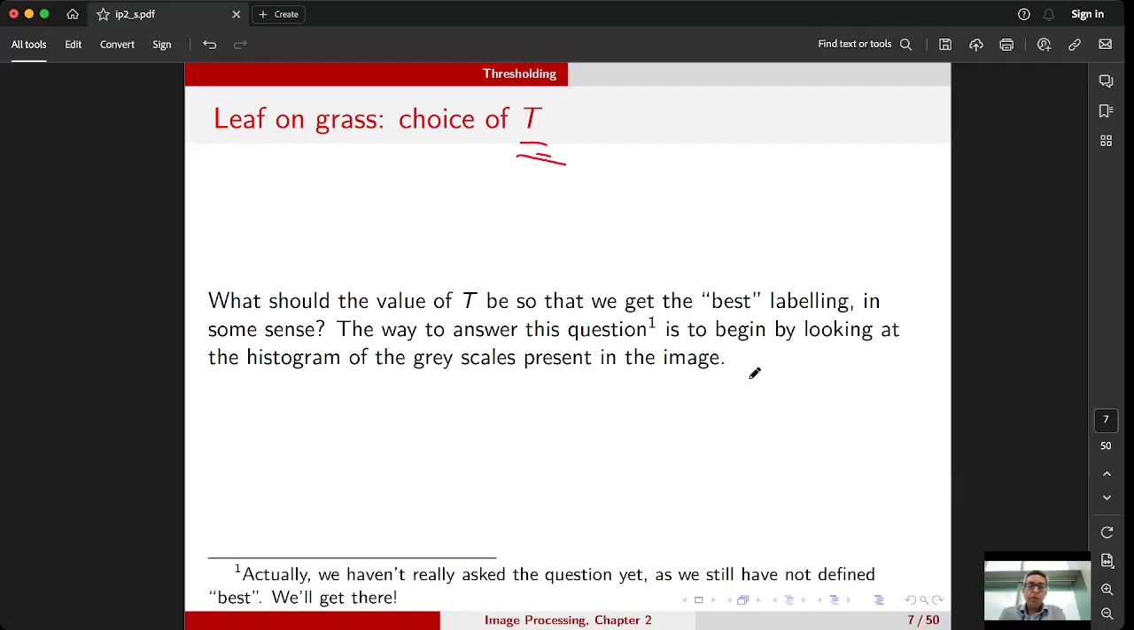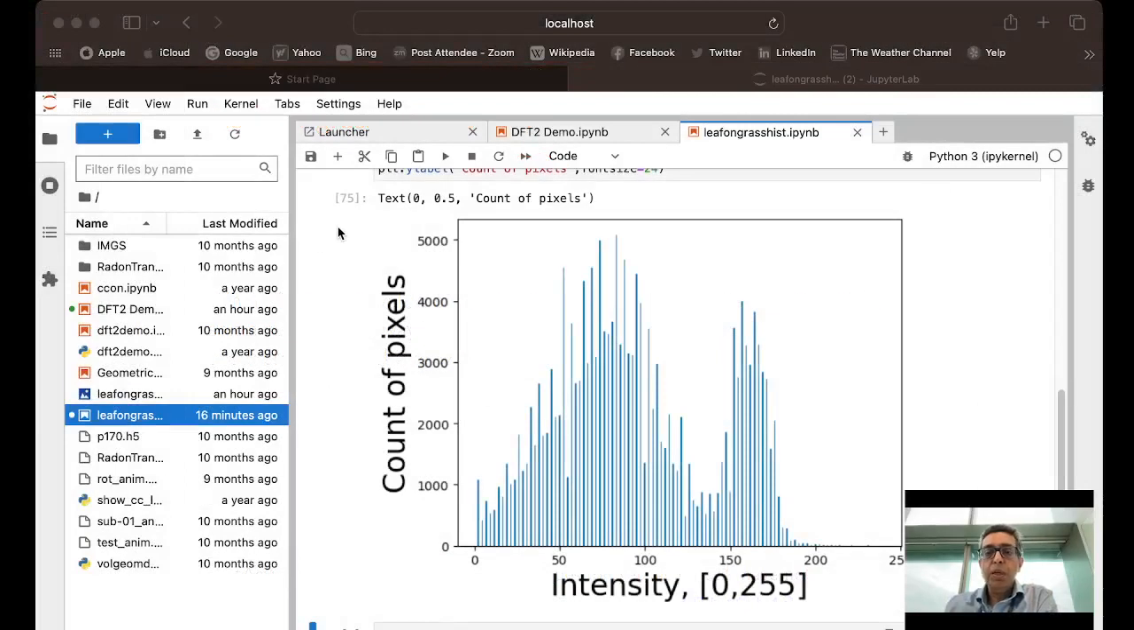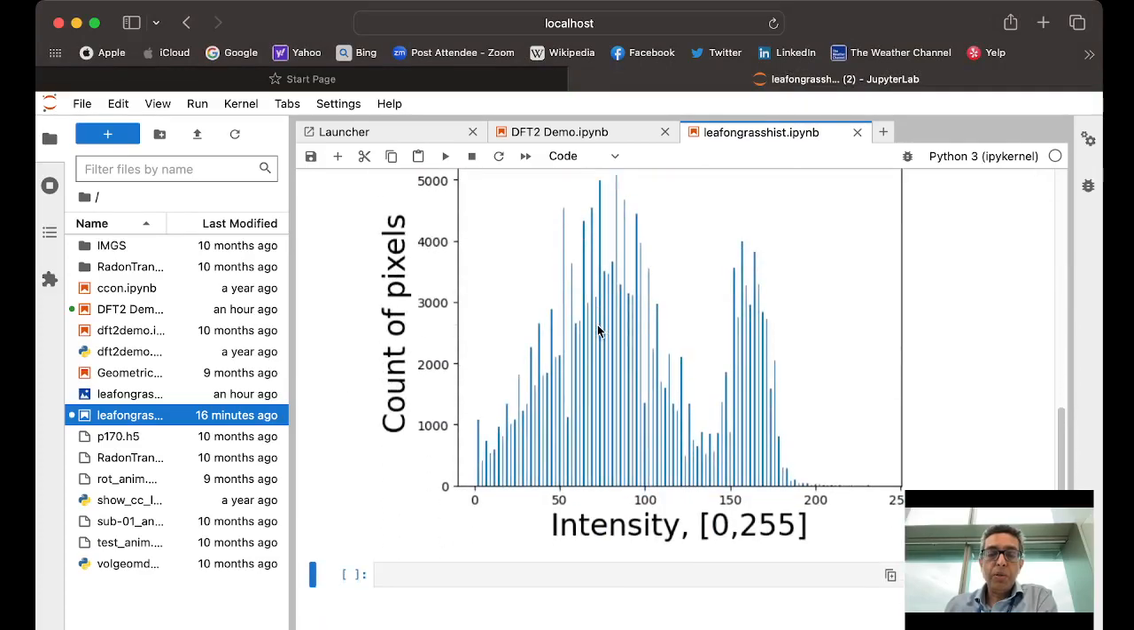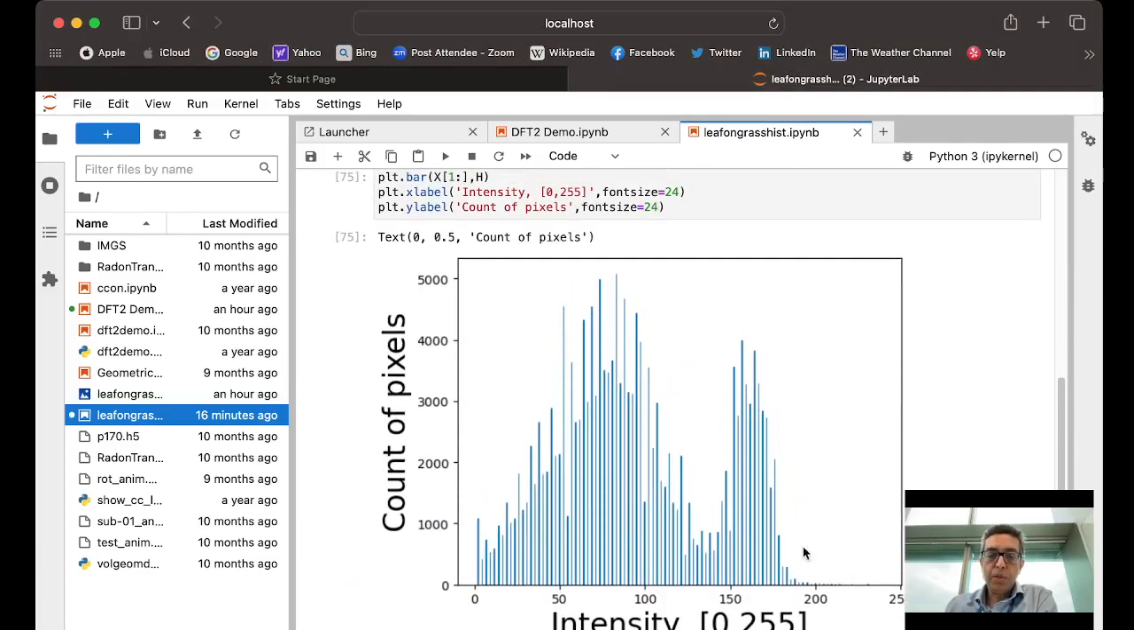So let's look at how I got to that particular value of threshold. To do that, we're going to look at the histogram calculation from Jupyter Notebook. Well, in fact, I'm not going to show you the whole thing. I'm just going to show you effectively one I prepared earlier. So this is the image. It's been loaded into Jupyter Notebook, and this is the histogram.